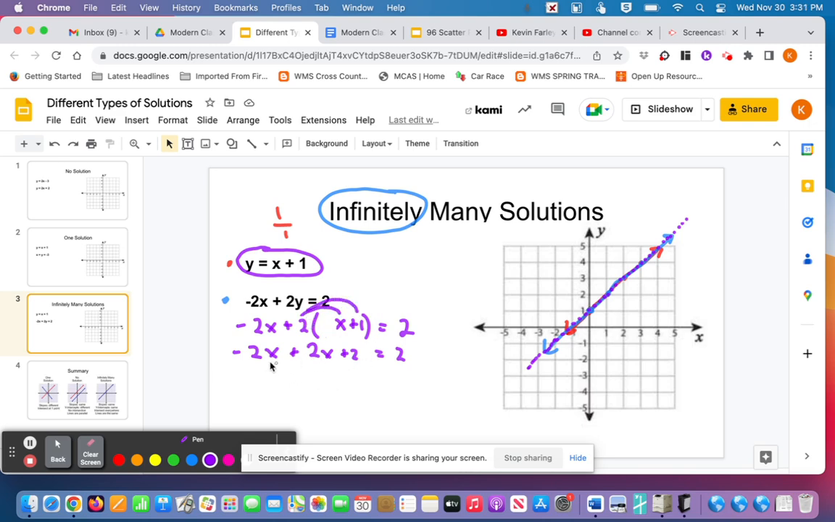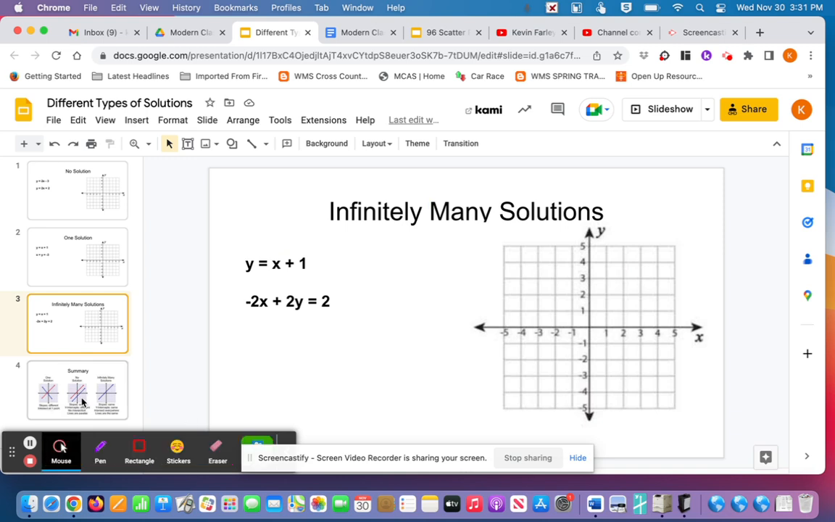And when I continue simplifying, my x's cancel out, and I'm left with 2 equals 2, which you know is true. And what happens when the variables cancel out and you're left with a true statement? That means all real numbers, which means infinitely many solutions to the system. So now you can see it graphically and you can see it algebraically. Again, I think it's pretty cool.